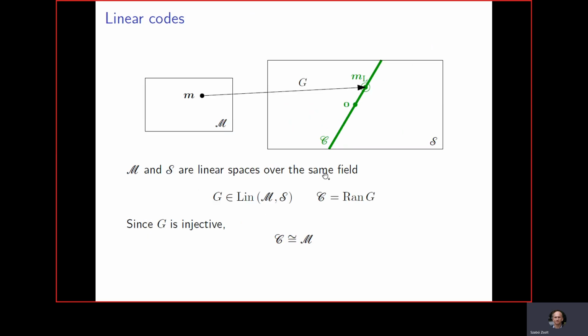In case of linear codes, the message space M and the signal space S are linear spaces over the same field. And the code is a subspace of S, and it is the range of the generator map G, which is a linear map between M and S. Since G is injective, the code is isomorphic to the message space M. Note that this figure only shows the linear character of the code correctly. Naturally, the code words are not as bunched up as shown by the figure.